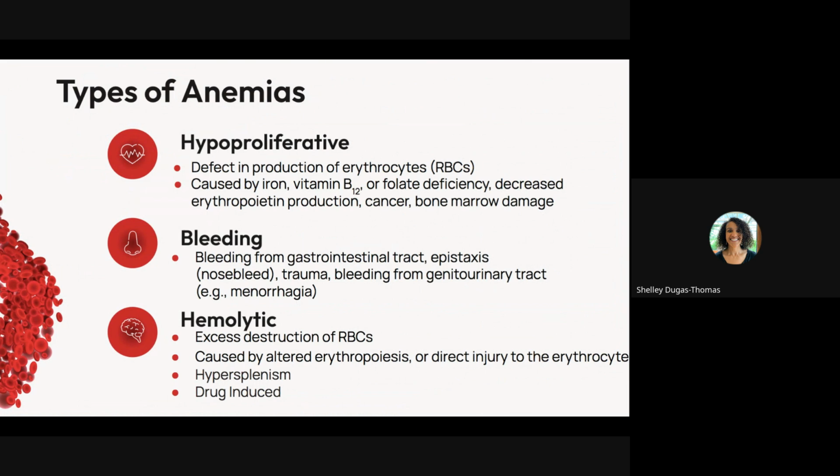The hypoproliferative anemia occurs when the marrow produces too few red blood cells, shown by a low or inappropriately normal reticulocyte count. And causes may include bone marrow damage, deficiency of erythropoietin, so that might be a problem in the kidneys, or nutrient deficiencies in the form of iron, B12, or folate.